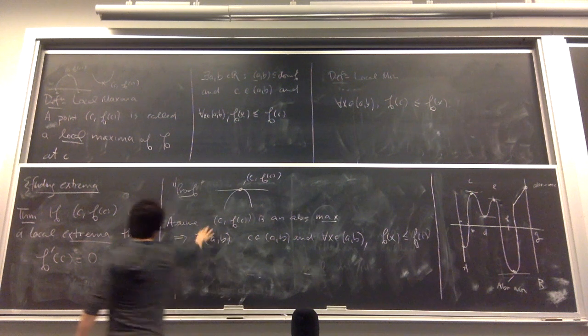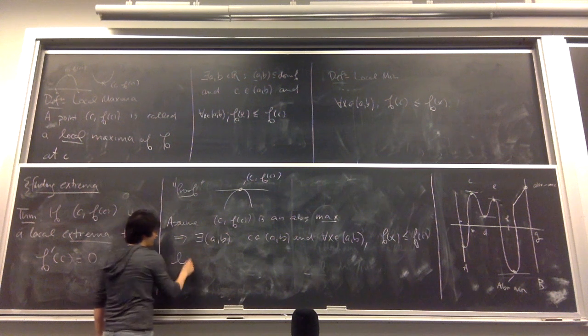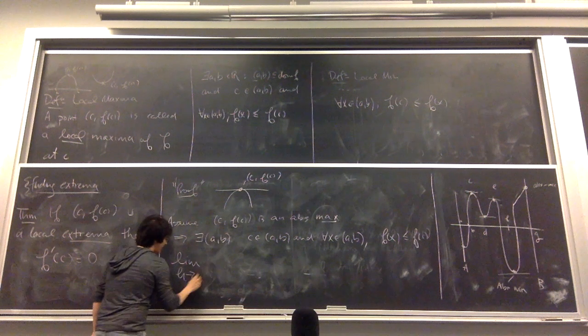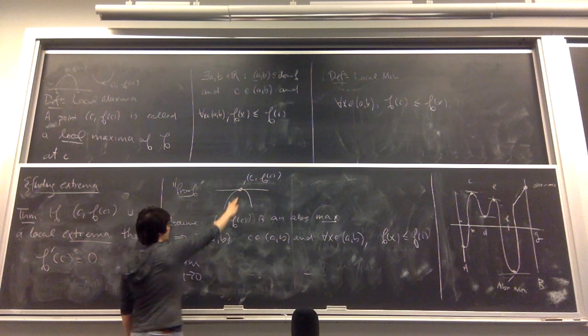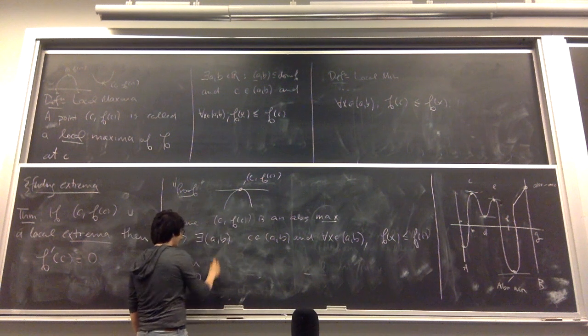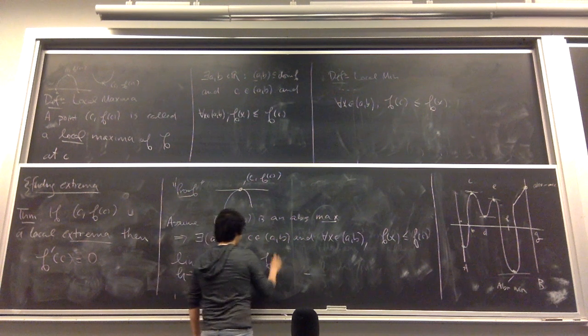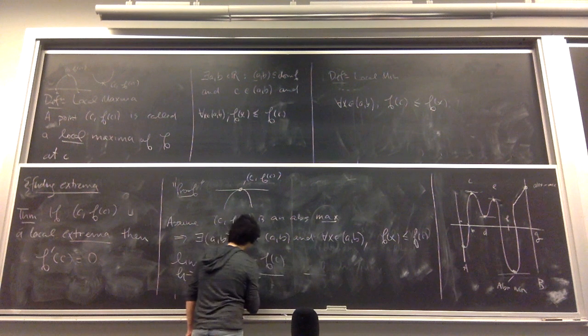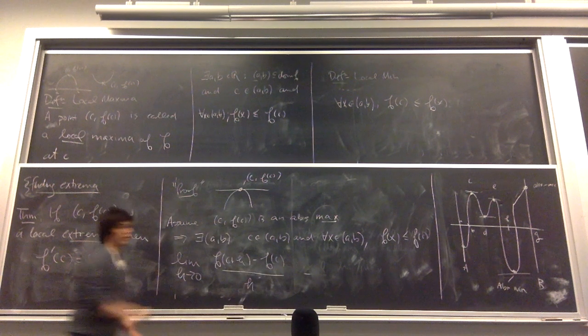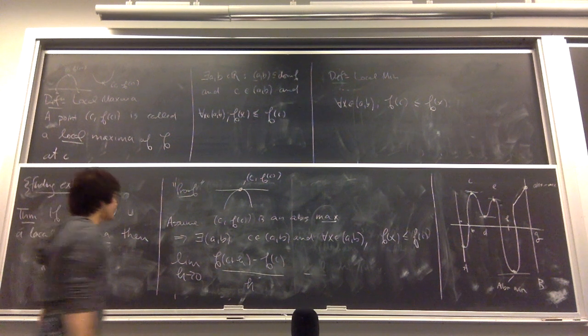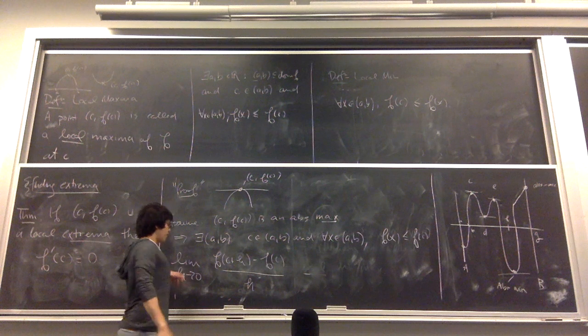Okay, so given this assumption, we can actually talk about this limit as h goes to 0. So I want to investigate the tangent slope here. That's going to be f of c plus h minus f of c over h. And then we just argue like this.